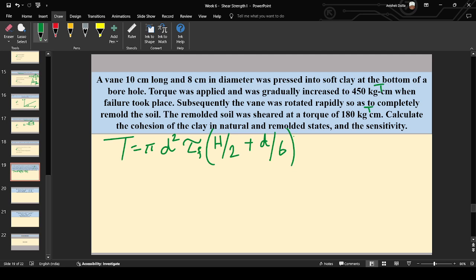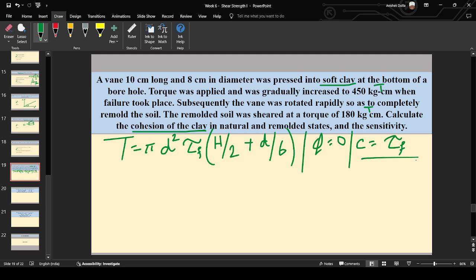Now it has been said over here it is soft clay, and we are asked to find out the cohesion of the clay in natural and remolded states. For soft clay, we know we can write phi equal to 0. If phi equal to 0, then cohesion will be equal to the shear strength. In this case, tau f is the shear strength at failure. So the cohesion is equal to tau f, shear strength at failure.